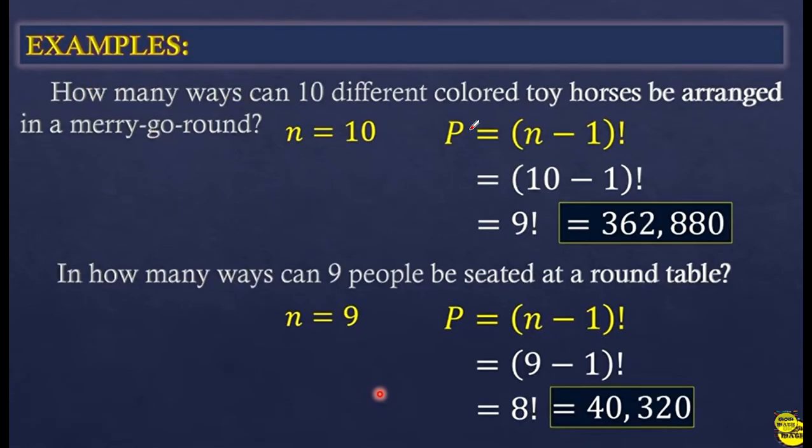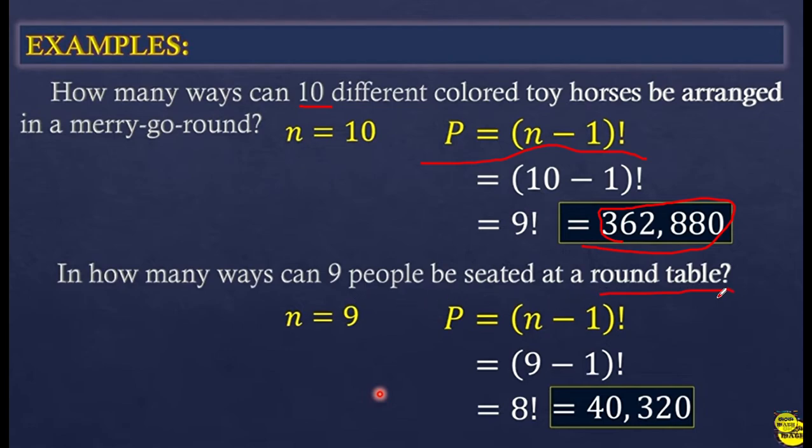How many ways can 10 different colored toy horses be arranged in a merry-go-round? So this is an example of a circular permutation. We will be using this formula. And then we have 10 minus 1 factorial, we have 9 factorial, and the answer is 362,880.